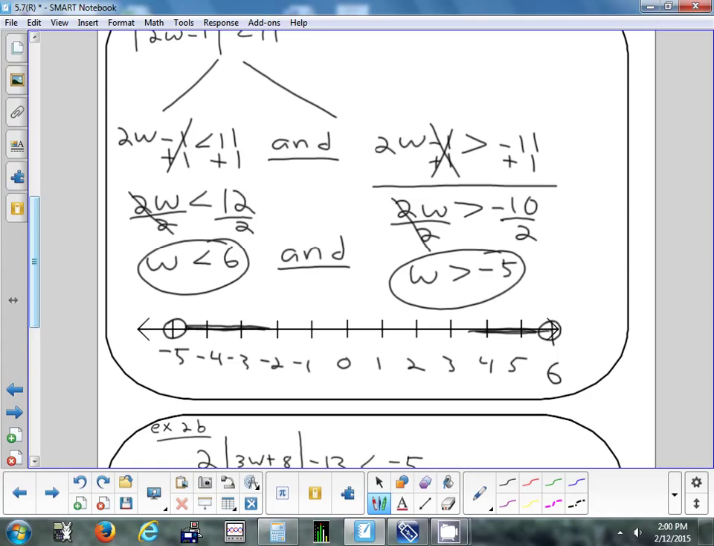Look at the 6. Which way does it say to go from the 6? Which way is that pointing? From the 6, left. From the -5, which way is this one pointing? To the right. I don't get why he's pointing to the right.